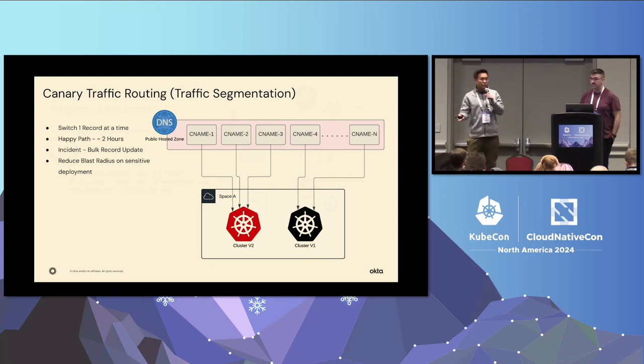So why do we do it? Because we need to reduce the blast radius on some sensitive deployments. Let's say we release a very sensitive release on the new cluster and we want to closely monitor it. We want to slow down the DNS traffic segmentation and see if everything works fine. If something happens, then the blast radius is reduced and we can do a bulk update to roll back the traffic right away to the old cluster.